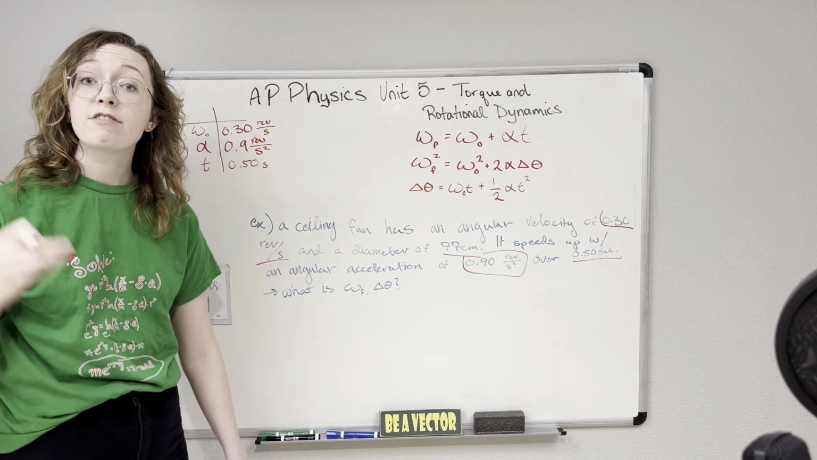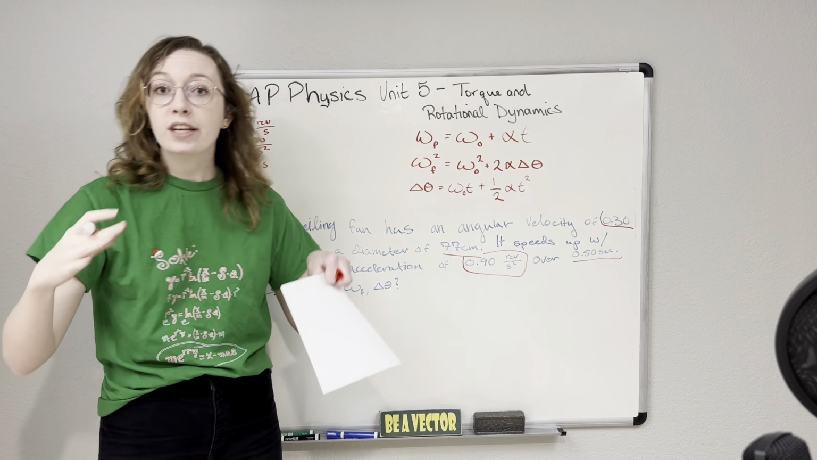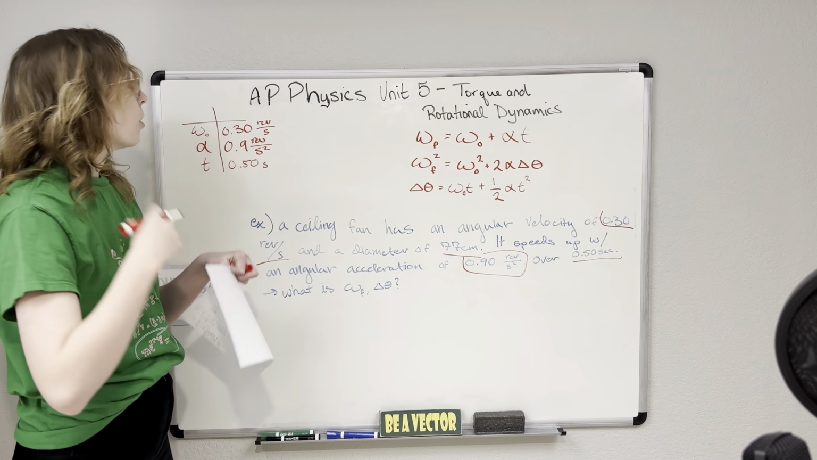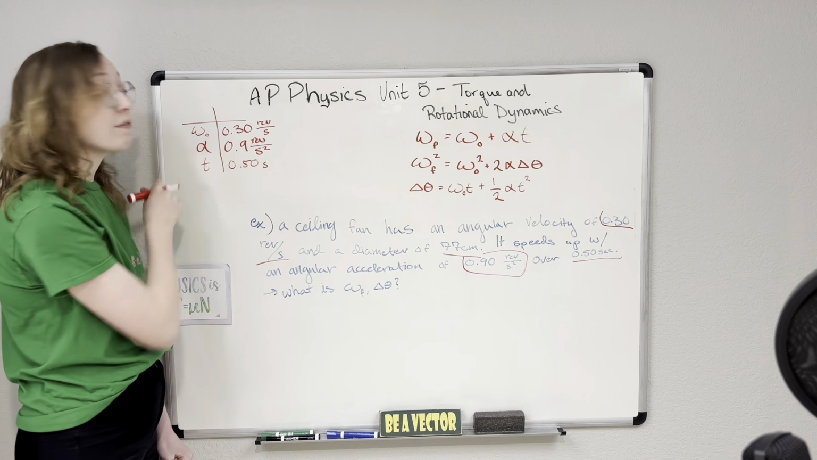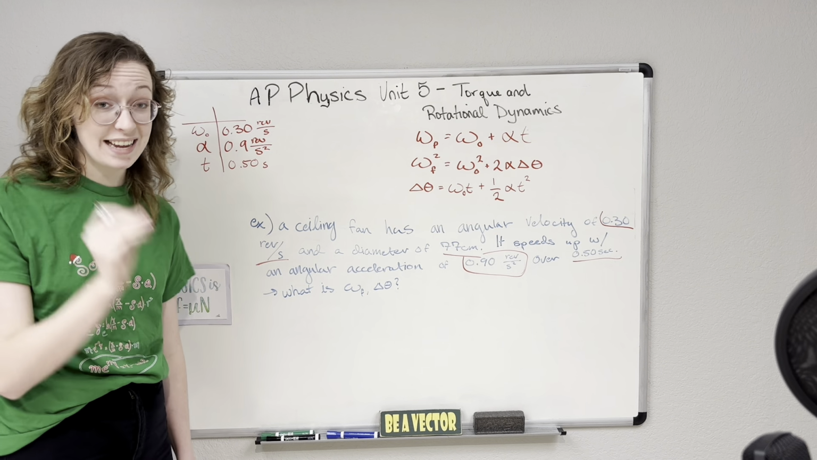Just like we have to make sure our mass is always in kilograms, we have to make sure all of our angular units are in radians. And right now they're all in revolutions. So we're going to have to do a couple of quick unit conversions before we can get started.